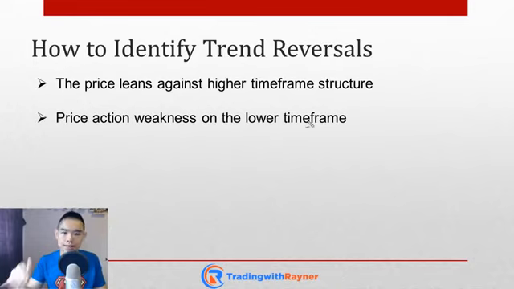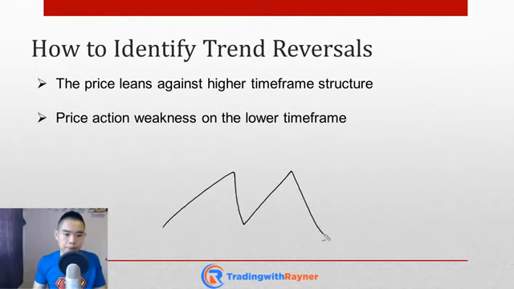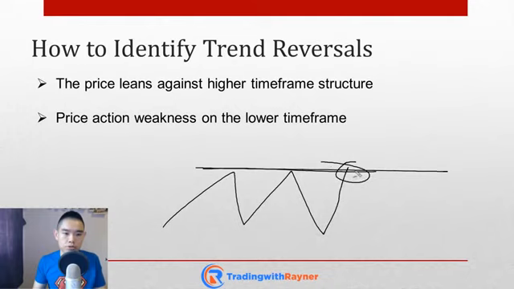So how this looks like is that, let's say, for example, the daily time frame, price comes into this area of resistance. So this is the higher time frame structure, resistance. What I'll then do is I'll go down to the lower time frame. It can be the 2-hour time frame or the 4-hour time frame, just a lower time frame, and I'll look for price action weakness on the lower time frame. So let's say this is the daily. On the 2-hour time frame, or 4-hour, I'll look for something like this.